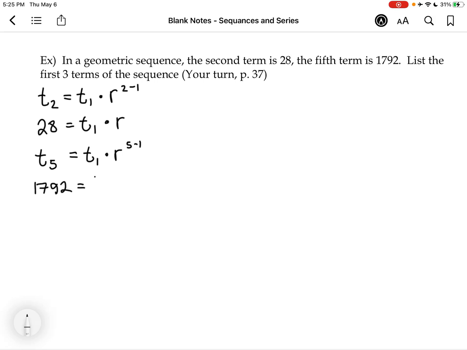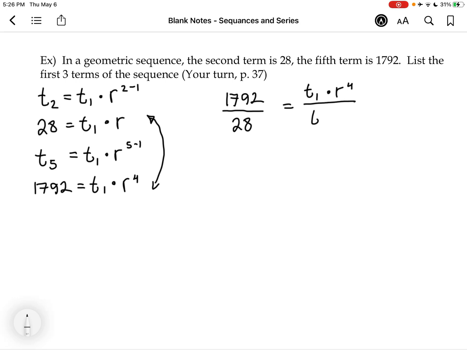1,792 equals T1 times r to the power 4. Okay, so what we can do with these two, actually, is we can divide them. If we go 1792 divided by 28, that has to equal T1 times r to the 4 over T1 times r. And now we've eliminated one of the variables because T1 over T1 cancels.